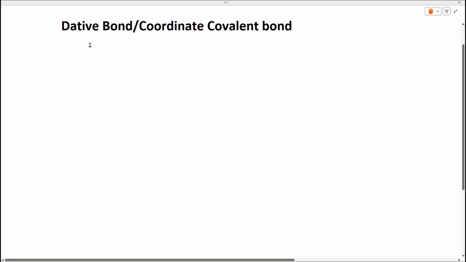Hello. Today we'll try to understand a dative bond or a covalent coordinate bond. How is it formed and how is it different from a regular covalent bond? So let us take first an example of a normal covalent bond.